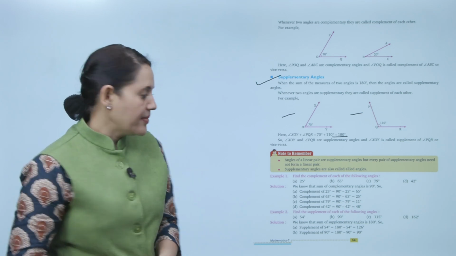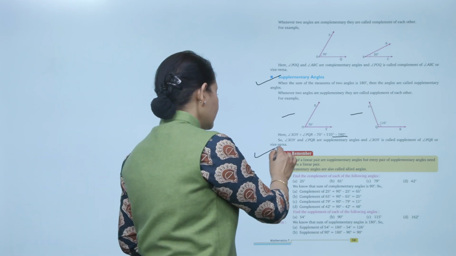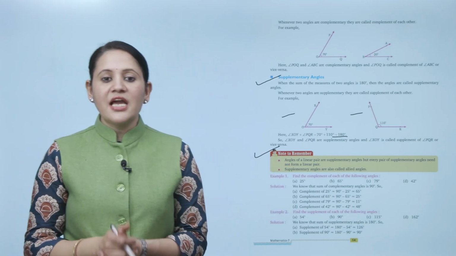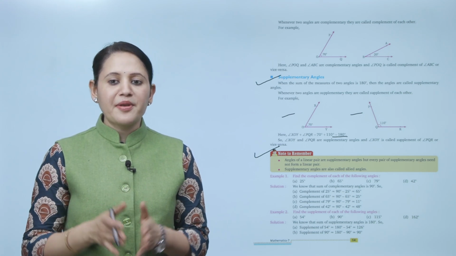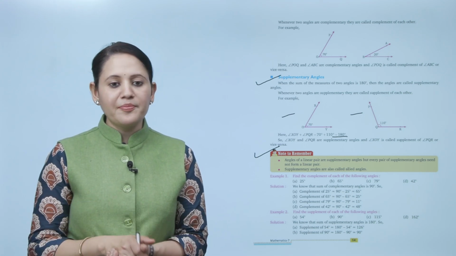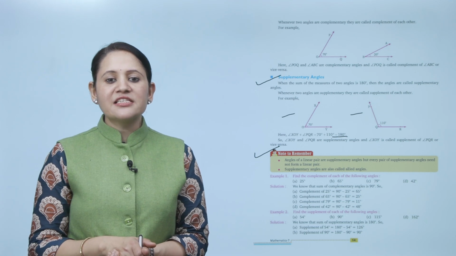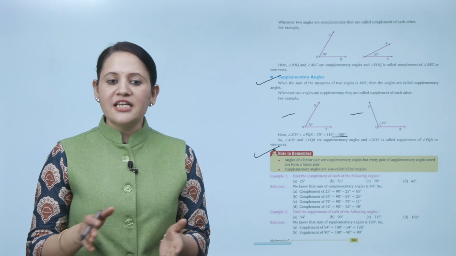Next is note to remember. Angles of a linear pair are supplementary angles, but every pair of supplementary angles need not be a linear pair. Supplementary angles are also called allied angles.